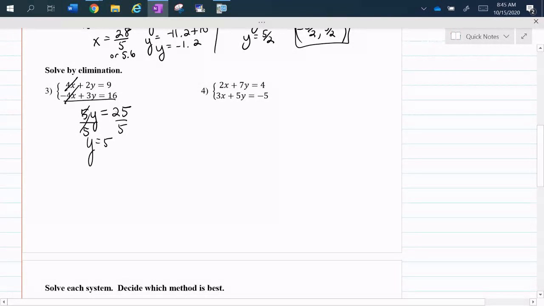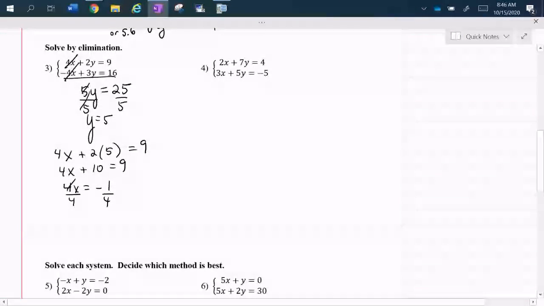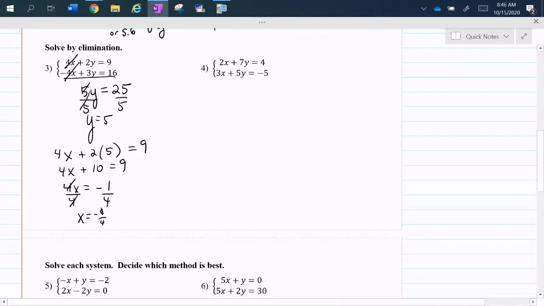Okay, so now that I know that y is 5, remember my solution is an ordered pair, so I am not finished yet. I have to plug 5 back in for y into one of the original equations and solve for x. So I'm going to rewrite 4x plus 2 times y is equal to 9. And instead of a y, I replace it with 5. So 4x plus 10 is equal to 9. Subtract 10 from both sides. 9 minus 10 is negative 1. And we're going to divide both sides by 4, and we get negative 1/4. Okay, so I get my x coordinate and my y coordinate, so I'm going to write negative 1/4, comma 5.